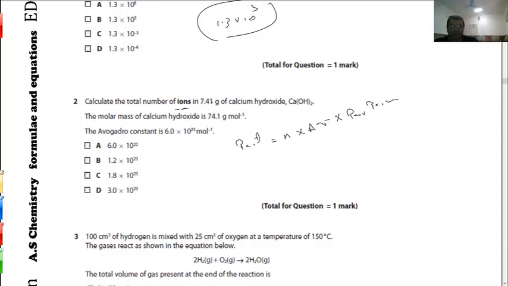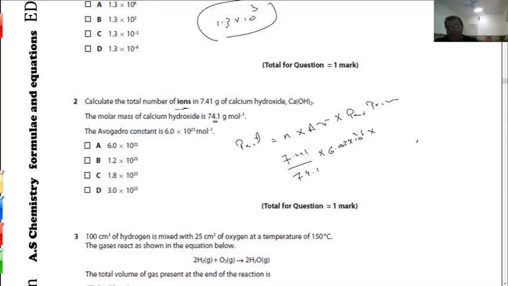What do we have here? 7.4 grams, this one is the mass, 7.41, divided by the molar mass of this substance, which is 74.1. This is the molecular mass. Times Avogadro's number, which is 6.02 times 10 to the power 23, times the number of ions.